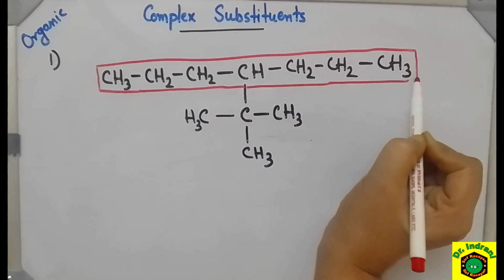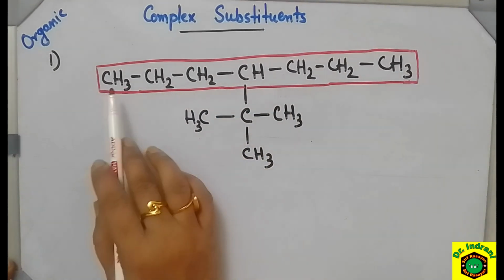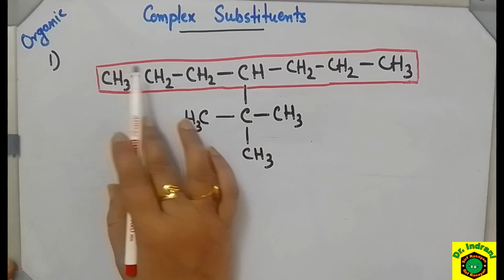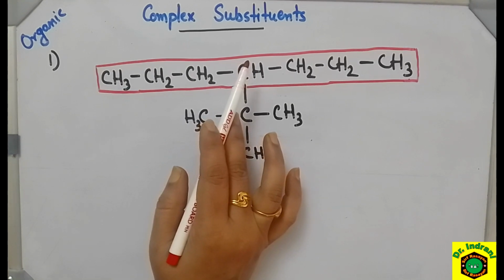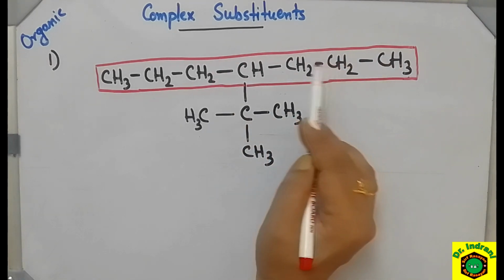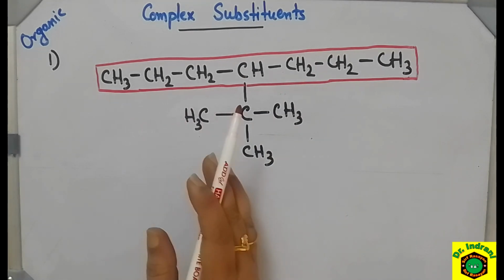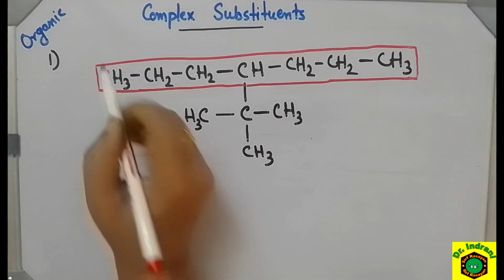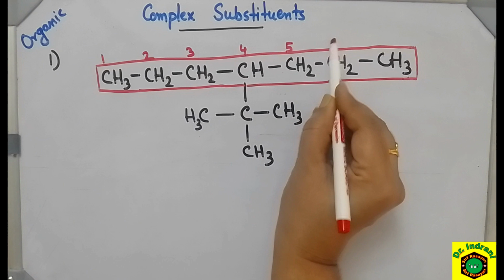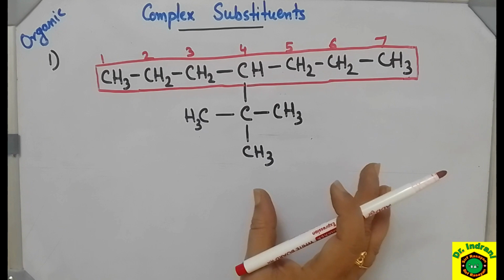Now what you have to do? You have to do numbering. Here see, if you are doing it from left to right, this carbon is getting 1, so 1, 2, 3, 4. Substituent is there at the 4th carbon atom. Here if you are doing numbering from right to left, 1, 2, 3, 4 like that way, the substituent is getting number 4. So you can do whatever you wish here. So this carbon is 1, this is 2, this is 3, 4, 5, 6, 7. So the main chain is having 7 carbon atoms. The parent chain is having 7 carbon atoms.